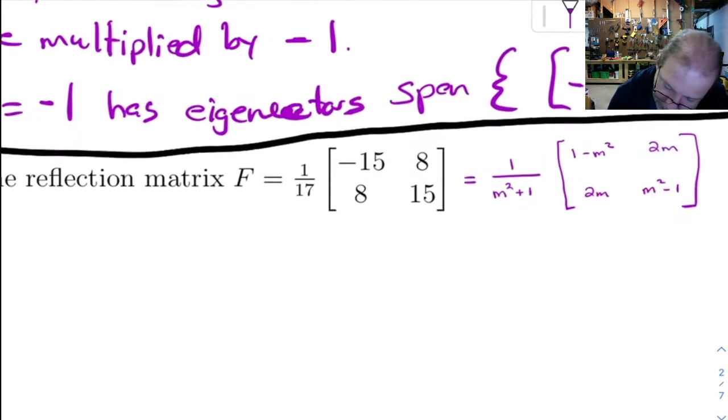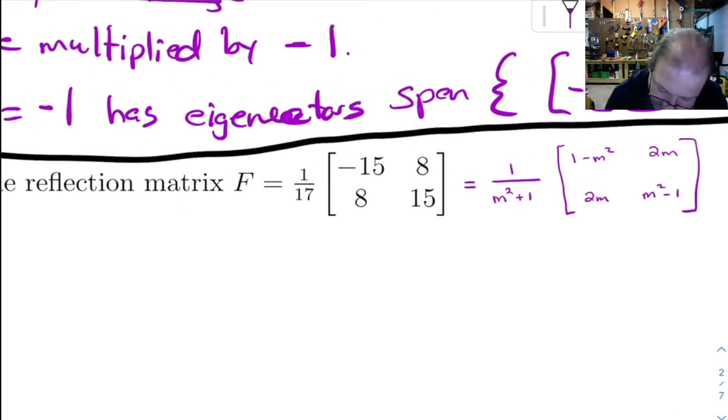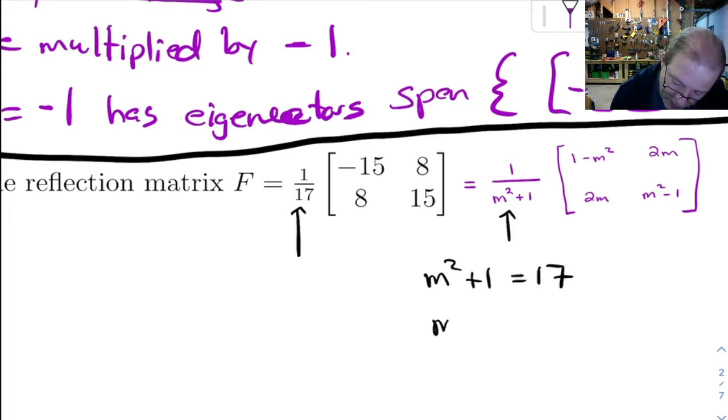Well, I went ahead and copied the form of a reflection matrix over here, and so if this over here is 1 over 17, that means m squared plus 1 is 17. That means m is either plus or minus 4. And we can figure out which one by looking at this. 2m is equal to 8. So m is 4.